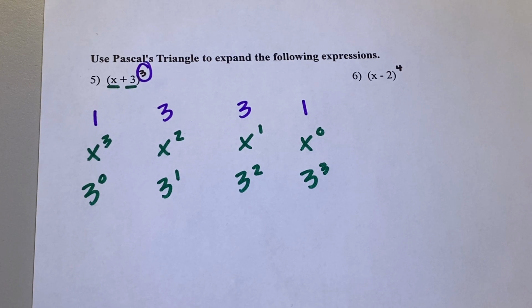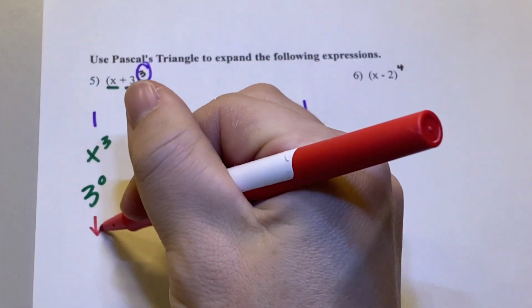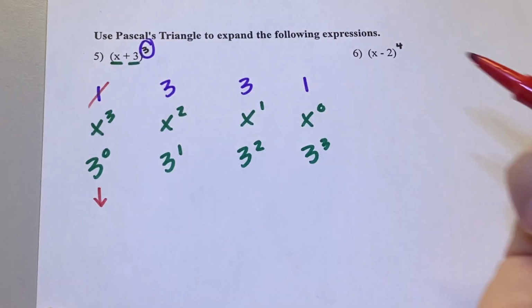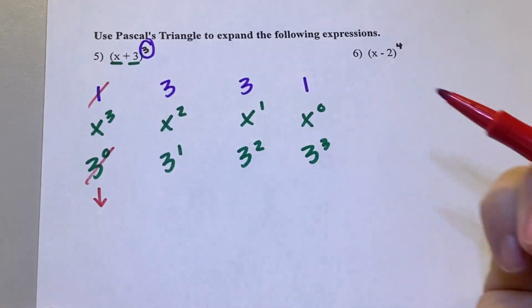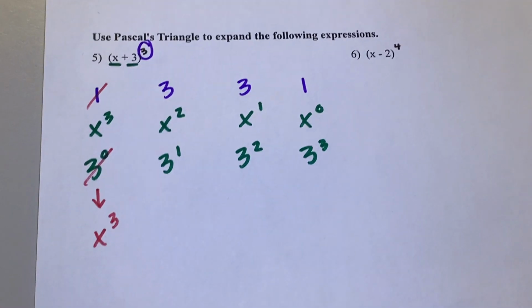Okay, if you don't have a calculator, I highly recommend you grab one because you're going to need one. Okay, so let's go ahead. What we're doing now is we're just multiplying all 3 of these guys together to get our final terms. Okay, well 1 we don't care about. Anything to the 0 is just 1, also don't care. So our first term, all we're left with is x cubed.